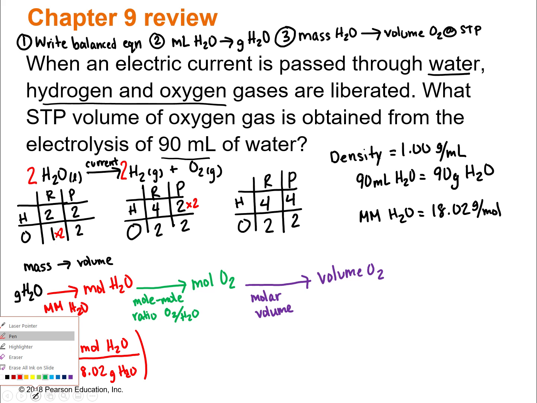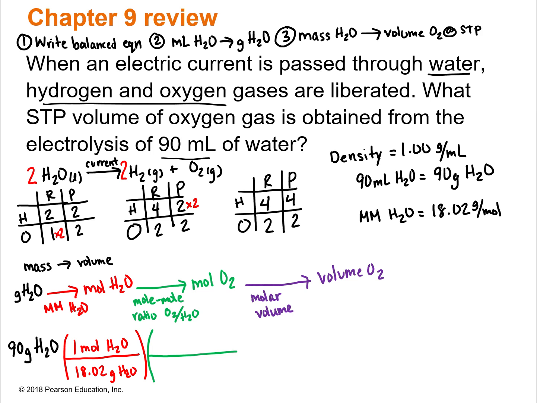Then we have to write the mole-mole ratio. This is why you have to have that balanced equation. So it's always the B over A. So our B is the oxygen and the A is the water. So you look at the equation, you see what's in front of oxygen. There's nothing in front of oxygen, so we'll say it's 1 mole. In front of the water, we see a 2. That's our mole-mole ratio.